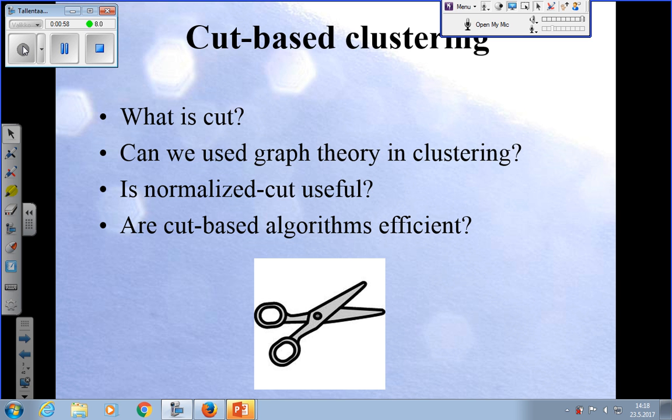But then when you talk about graph theory, the approach is typically that we have the data, and from the data we try to construct a graph, and then from the graph we start to cut the links and so on. So it sounds like a nice idea, but let's see, does it really make so much sense? Okay, so these are the questions I want to answer. What is a cut and what does it have to do with graph theory, and finally, is it efficient?